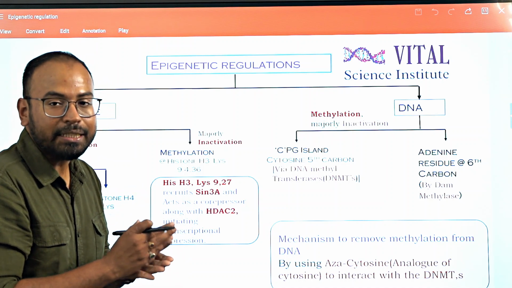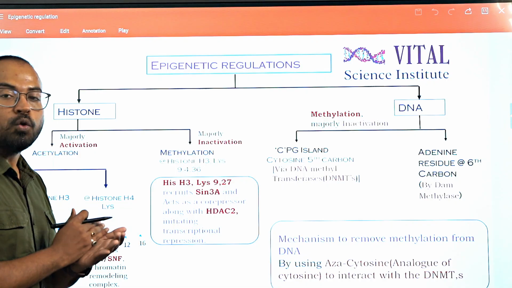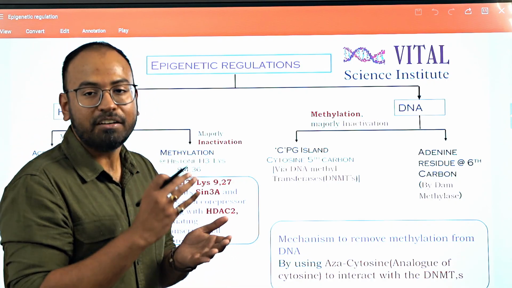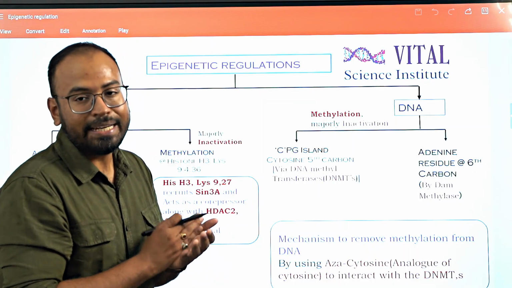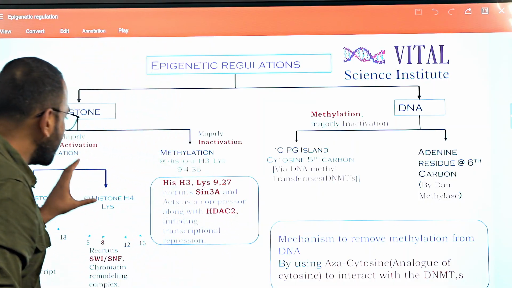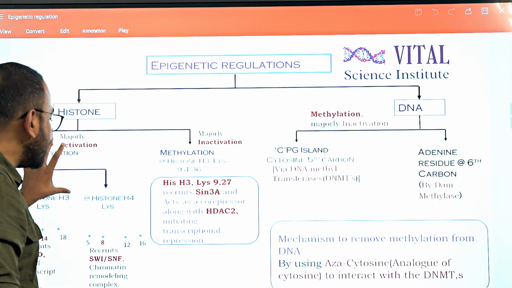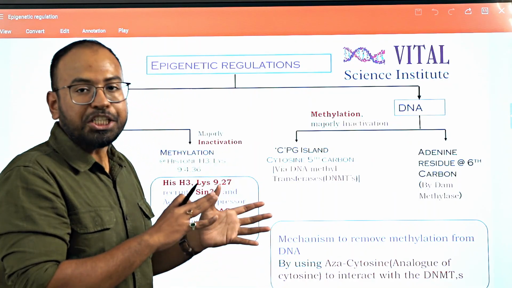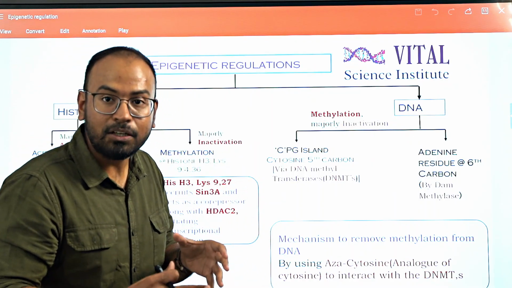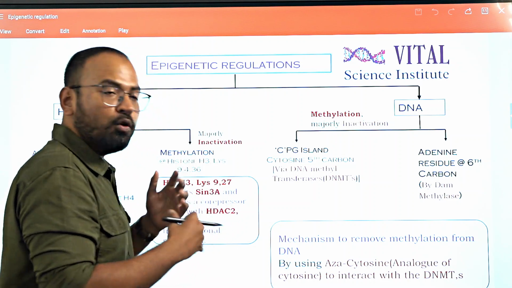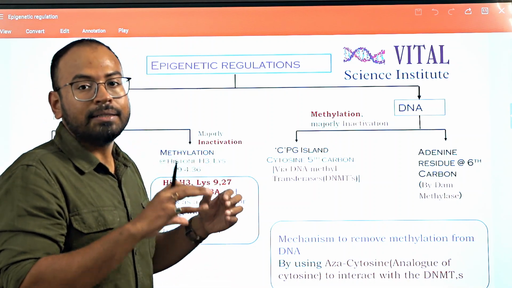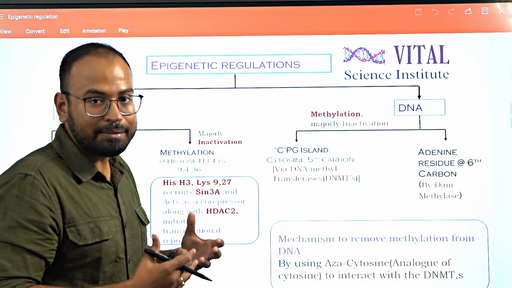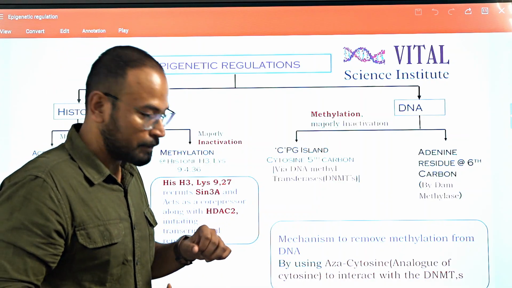Now, if this acetylation occurs, then that will lead to recruitment of TF2D, which is a basal transcription factor that will recruit other transcription factors as well, and thus transcription in eukaryotes will take place. And when it comes to histone H4, there is our lysine residue, specifically lysine 8. If acetylation occurs at lysine 8 of histone H4, then it will recruit the chromatin remodeling complexes like SNF, and hence due to this mechanism the activation must occur.